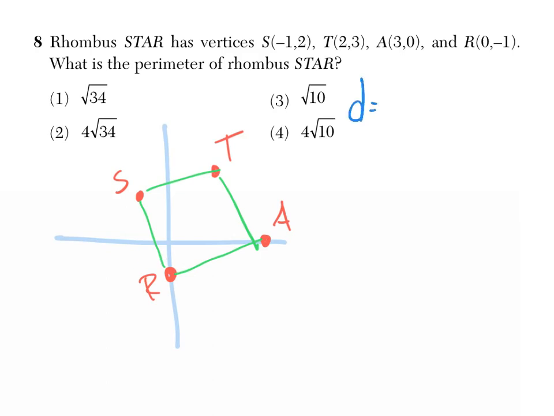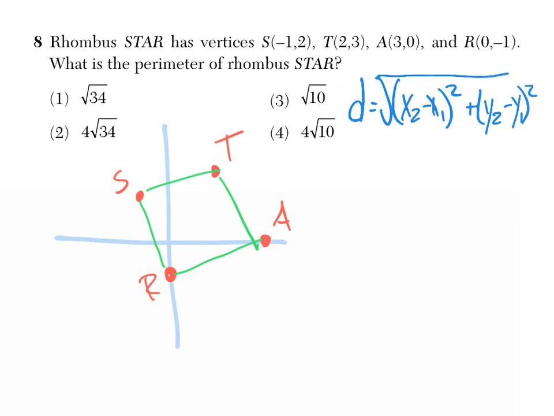And we remember that the distance formula is radical x2 minus x1 squared plus y2 minus y1 squared. Okay, great. So now what we need to do is pop in these values. I feel like T and A are going to be the easiest numbers to work with. So what I'm going to do is simply label XY, XY. That way I don't get confused. And let's pop these in.